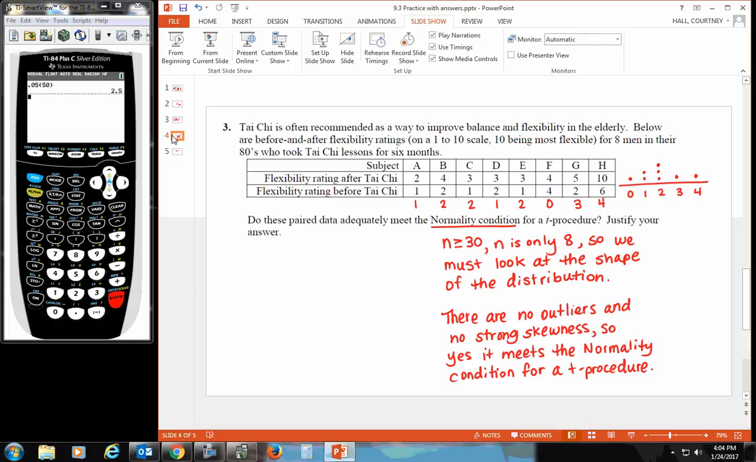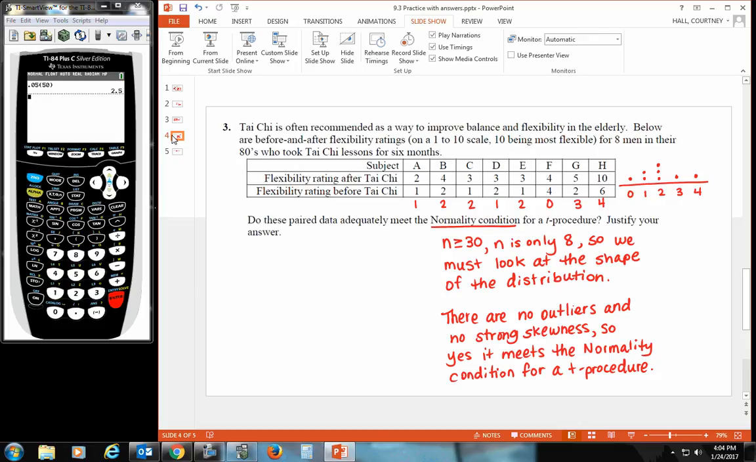I really wish they would have asked you to actually carry out this T test. So I'm going to do that, even though you don't really have to, just to show you kind of how you would do it on the calculator. When it comes test time, you may have to actually work out a T test given data like this. So anyway, we have the flexibility rating after Tai Chi, and you want it to be higher than their flexibility rating before Tai Chi, because we're hoping that they're going to get more limber.